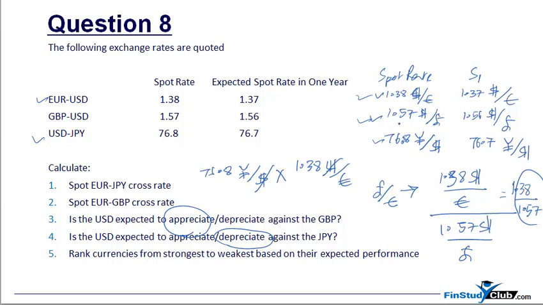The GBP value today is 1.57, and is expected to go down to 1.56. So we would say, hey, the GBP is going to depreciate. In other words, the US dollar is going to appreciate. Okay, now move on to the last one.